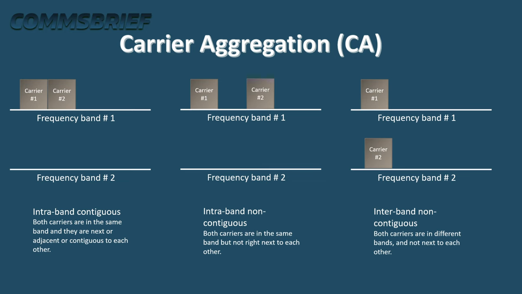The second scenario uses two non-adjacent RF carriers within the same frequency band. These carriers are intraband, as they exist in the same frequency band, but since they're not next to each other, they're called non-contiguous. The third scenario is called interband non-contiguous, which makes it possible to combine two RF carriers that are within two separate frequency bands.